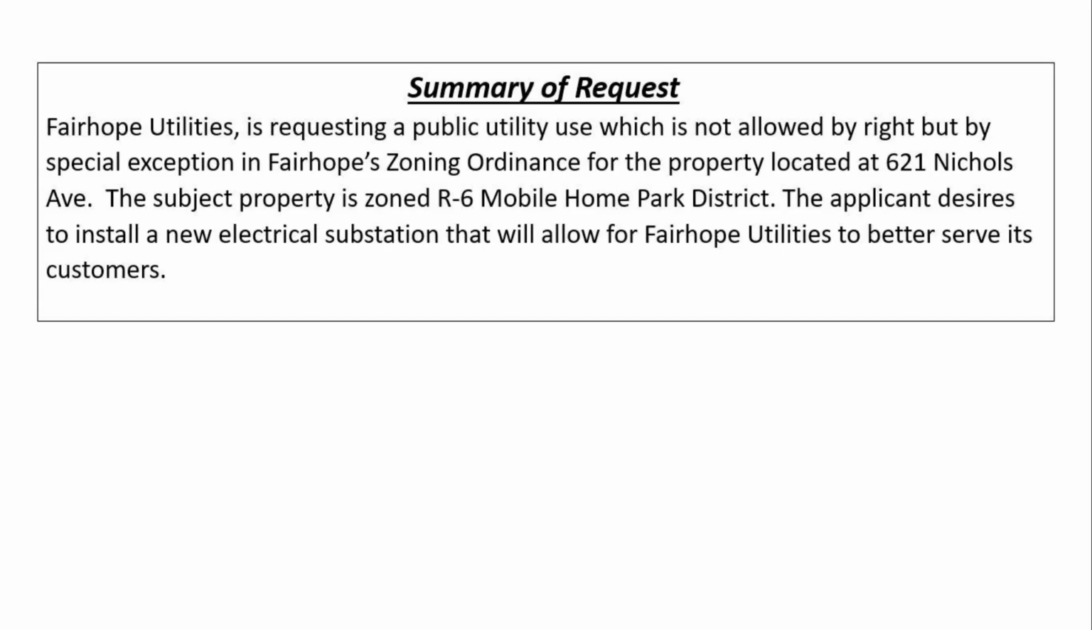So Fairhope Utilities is requesting a public utility, which is not allowed by right, but by special exception in Fairhope's zoning ordinance for the property at 621 Nichols Avenue. The subject property is currently zoned R6, a mobile home park district, and the applicant desires to install a new electrical substation that would allow Fairhope Utilities to better serve its customers.